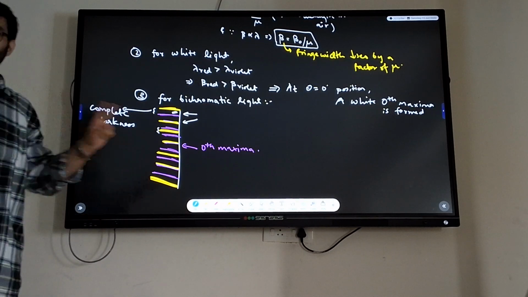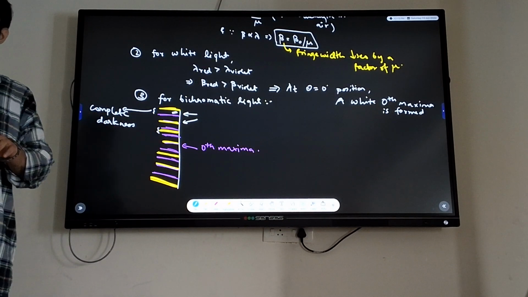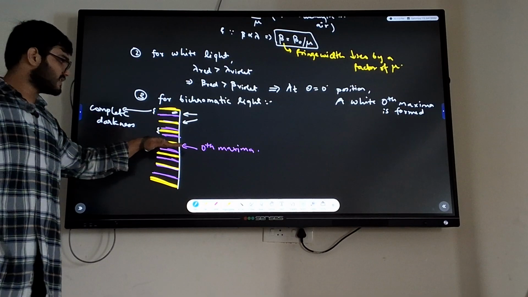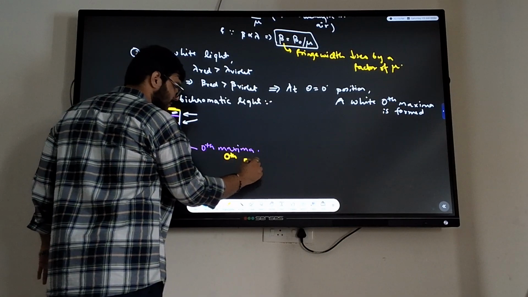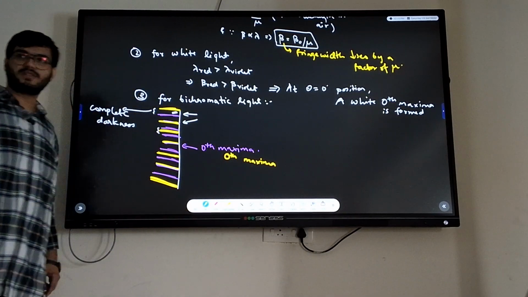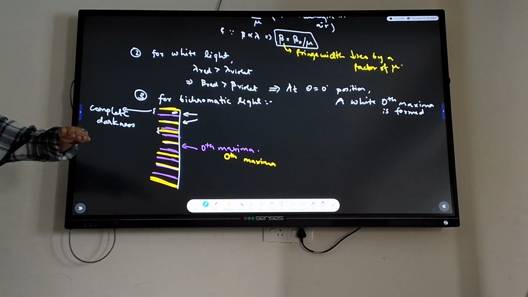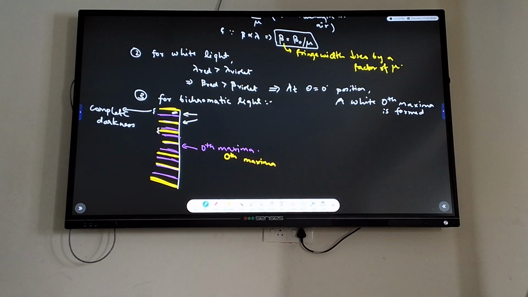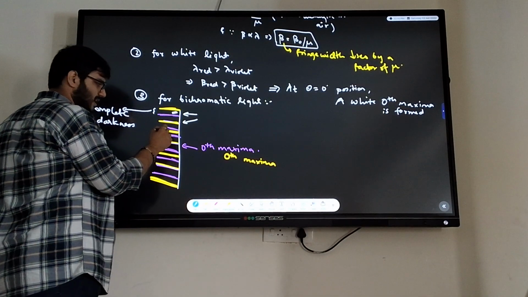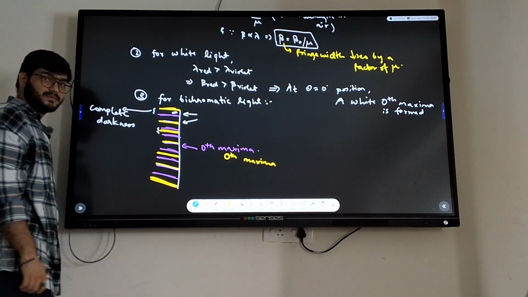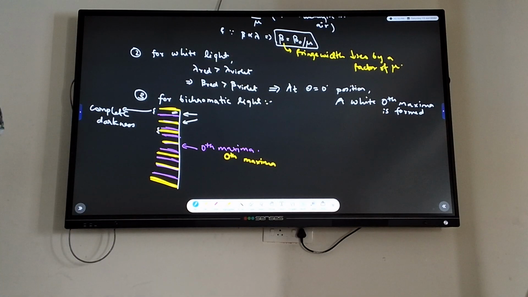I have taken only two colors for simplicity. What can happen? I am saying it once more. Always the 0th maxima will coincide. There is no problem there, because both of them will follow the condition theta equal to 0 corresponds to 0th maxima. So after every color there is complete darkness, right? Not necessarily. Sir, because, yes, after every bright fringe there can be, because at one place the dark fringe of yellow and dark fringe of violet are matching, and after that the dark fringe of purple and another dark fringe are coinciding, right?